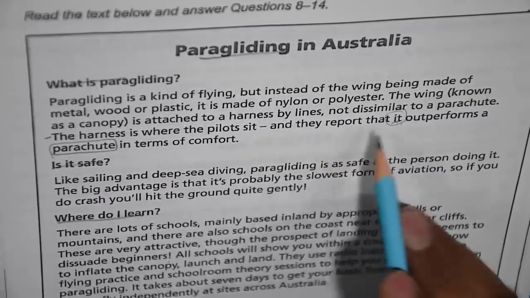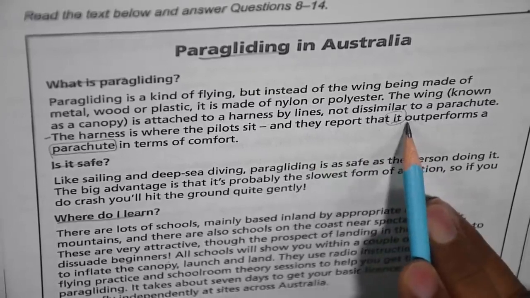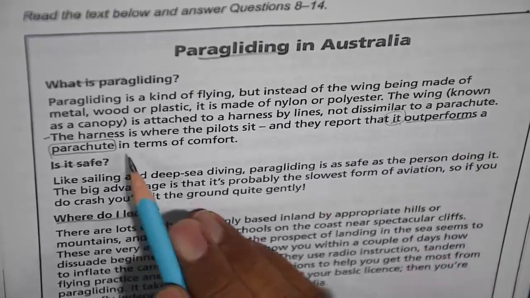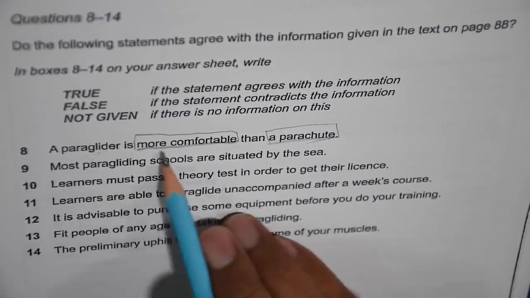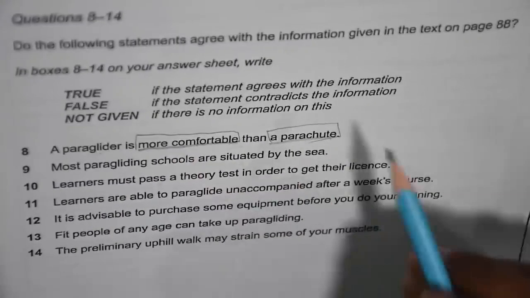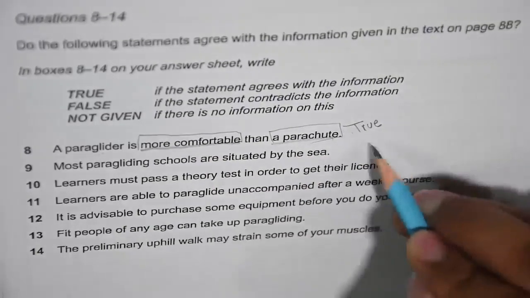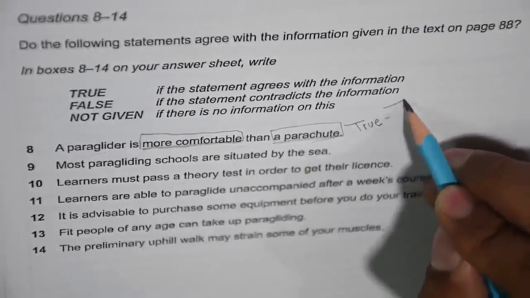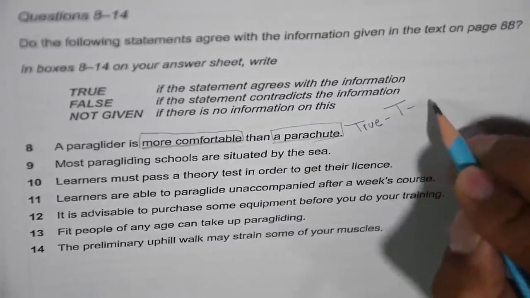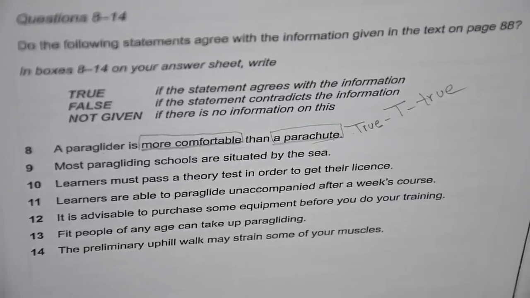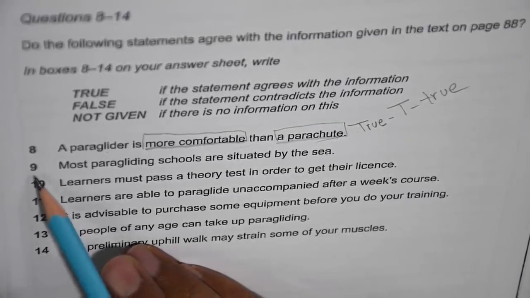Now what happens? A paraglider outperforms. Outperforms means to be better in performance. A parachute in terms of comfort. Now what's the statement? A paraglider is more comfortable than a parachute? Yes. So the answer is True. You can write True like this, or you can write T, or you can write True like this as well. So there's no problem. Next, question number 9.